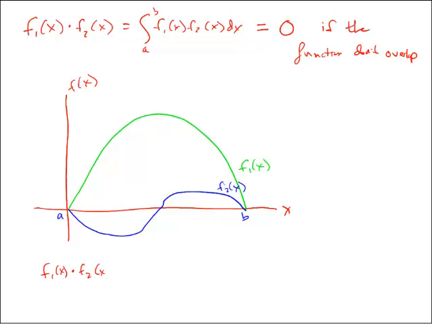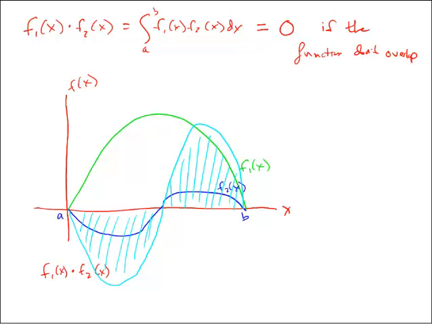Well, how do we figure this out? Well, we multiply f1 of x and f2 of x together. So in this part, it's negative because f1 of x is positive, but f2 of x is negative. And in this part, it's positive because f1 of x and f2 of x are both positive. And now we take the integral. So if you were to take the integral of that blue curve, which is the product f1 of x, f2 of x, what would you get? And the answer is 0.